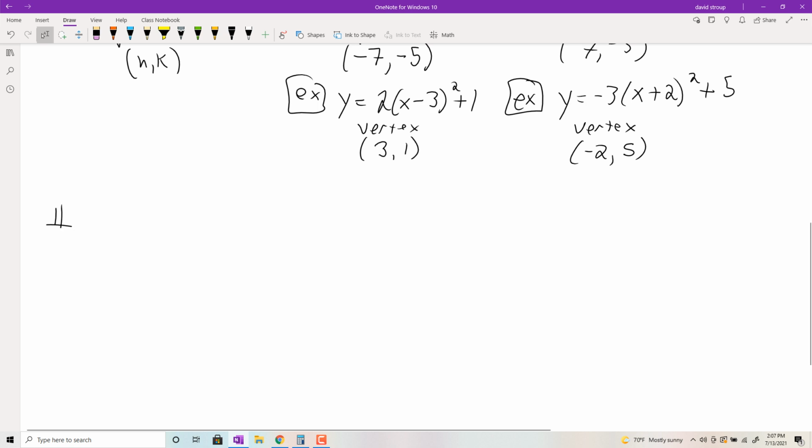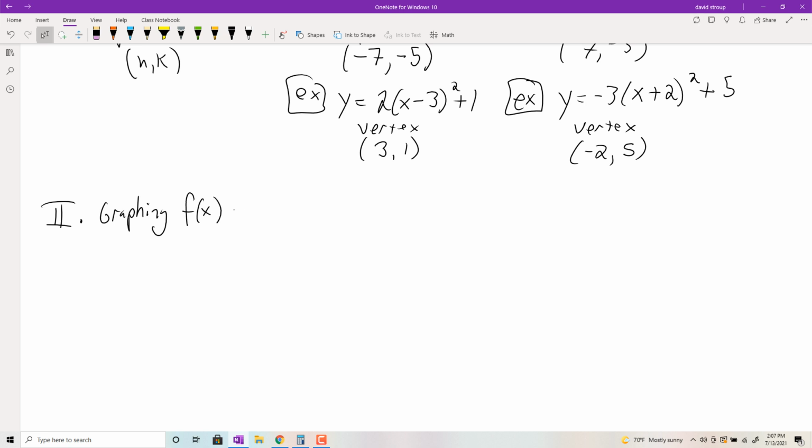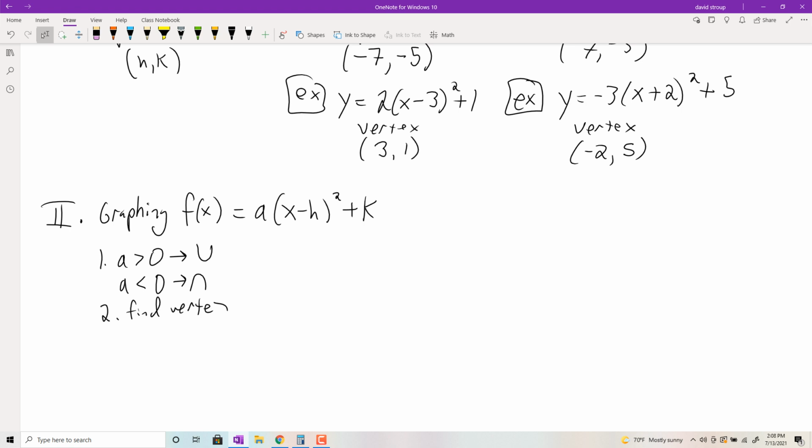I have a procedure I want you to follow on the test, and I'll remind you of everything once we get to the test here. Times x minus h squared plus k. First, identify whether it is concave up or concave down. All you have to do is write, if a is greater than 0, then it's a happy face. Or is a less than 0? In that case, it's a sad face. Secondly, get the vertex, which you can find just by reading it off the formula.